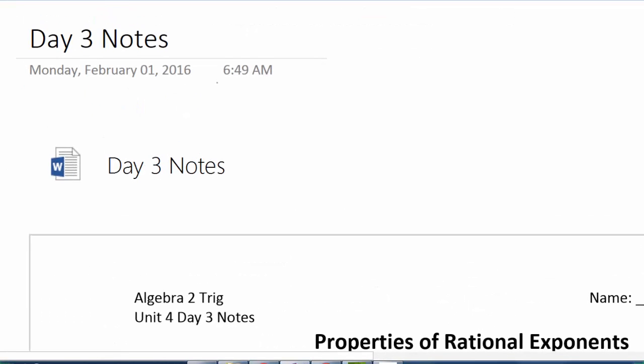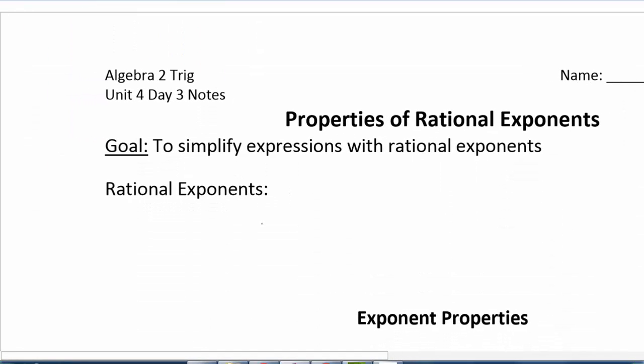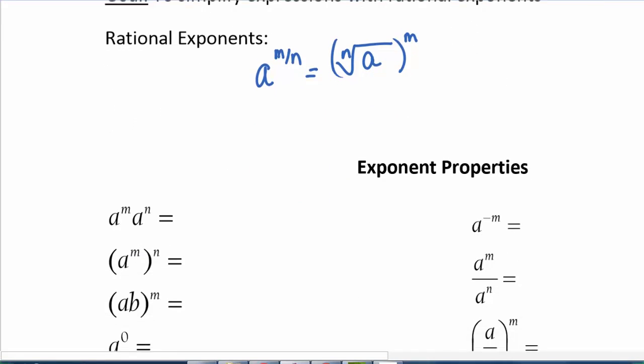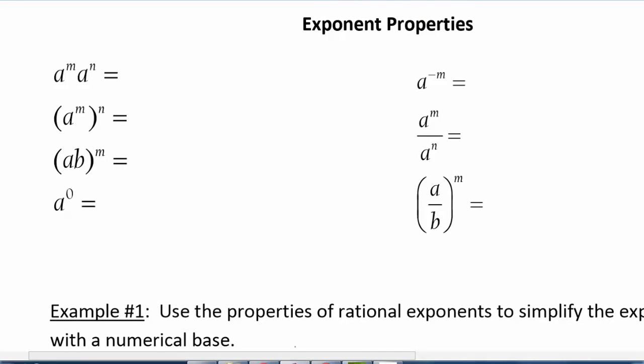So if you have a to the m over n power, you can rewrite that as the nth root, that's a tiny n, of a to the m power. Okay, so when you have that rational exponent, it also represents a radical. And we're going to move forward with that in the next video, but I wanted you to have that idea before we move on. So today we really are talking about the same exponent properties that we did before.